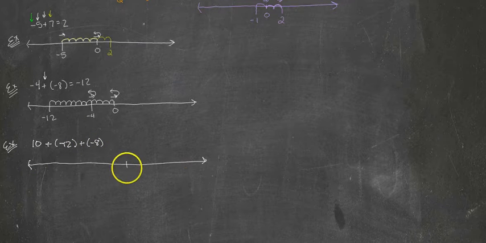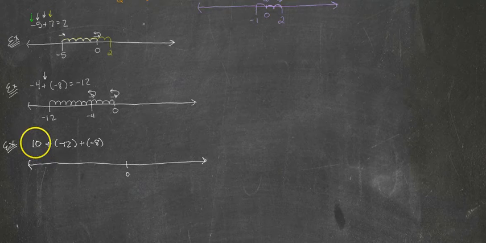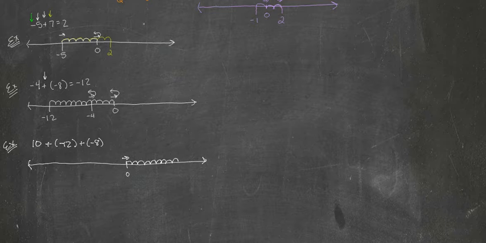So I started at 0. I want to go 10, headed the right direction. 1, 2, 3, 4, 5, 6, 7, 8, 9, 10. So I'm at 10, headed the right direction. Plus says keep going the right direction.